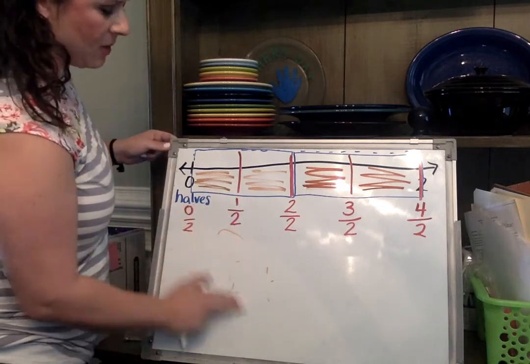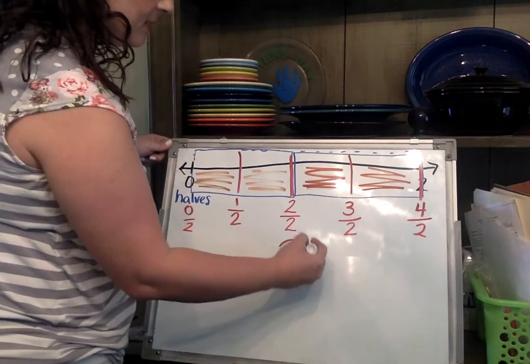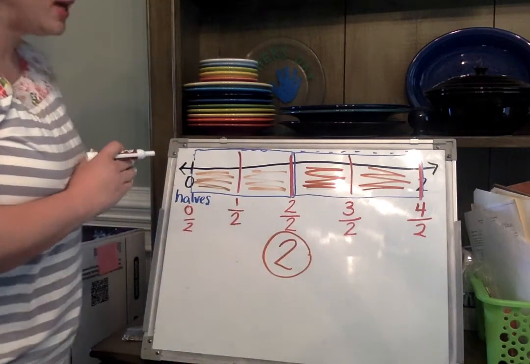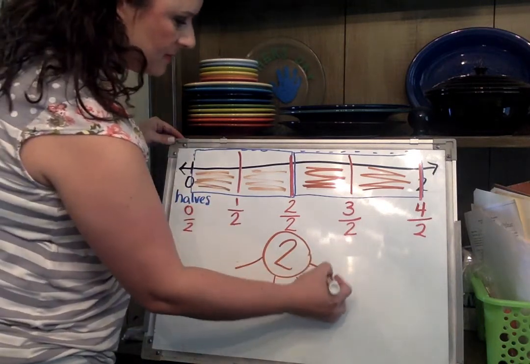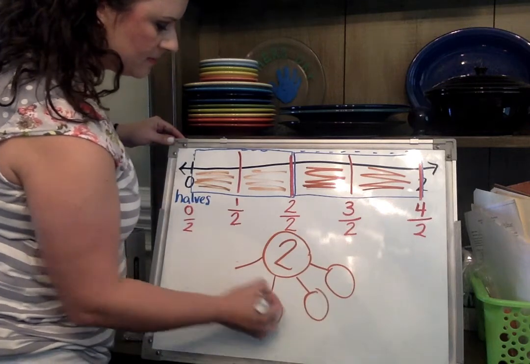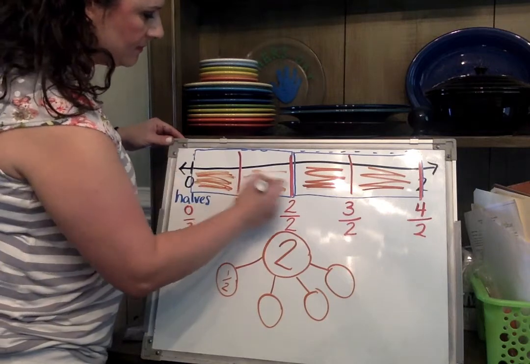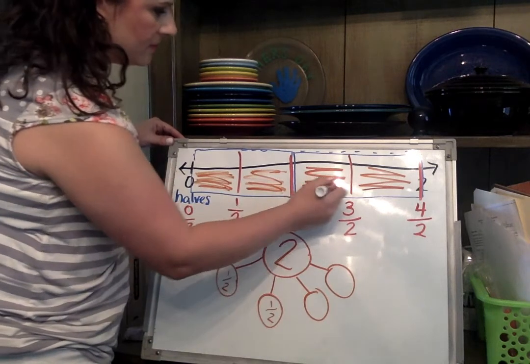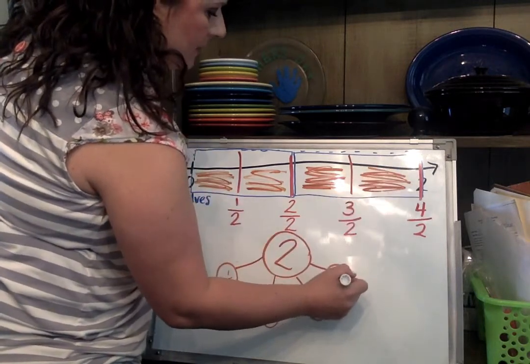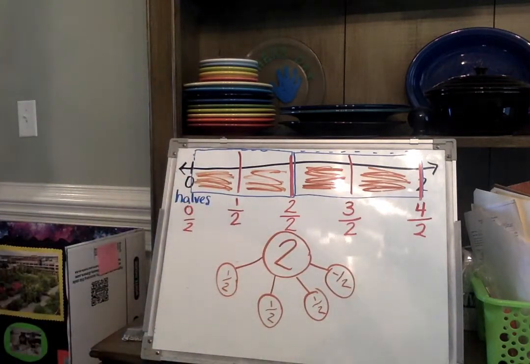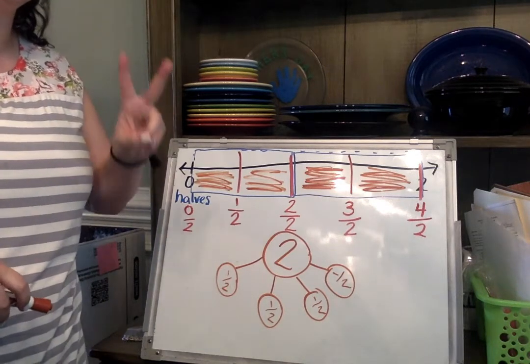But if I'm looking at the problem as a whole, the whole would be 2. And 2 would be made up of how many halves? One half, one half, one half, one half. Because 4 halves make up 2 wholes.